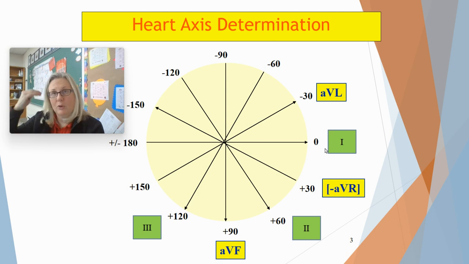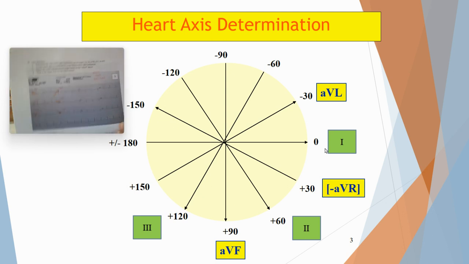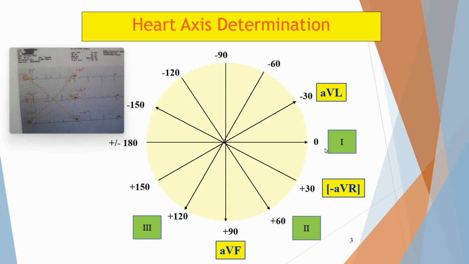So it makes a pattern. It goes 0, 60, 120. And then AVR, our negative AVR, is positive 30 degrees. Then we have negative 30 degrees for AVL, and for AVF, we have positive 90 degrees. So here's your cheat for how your heart axis goes. I'm going to try to get that in as close as I can. So write this on your paper.